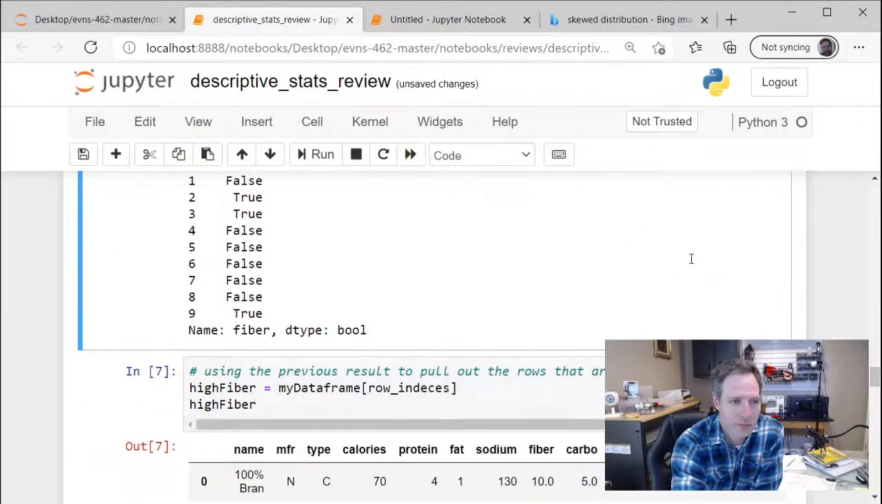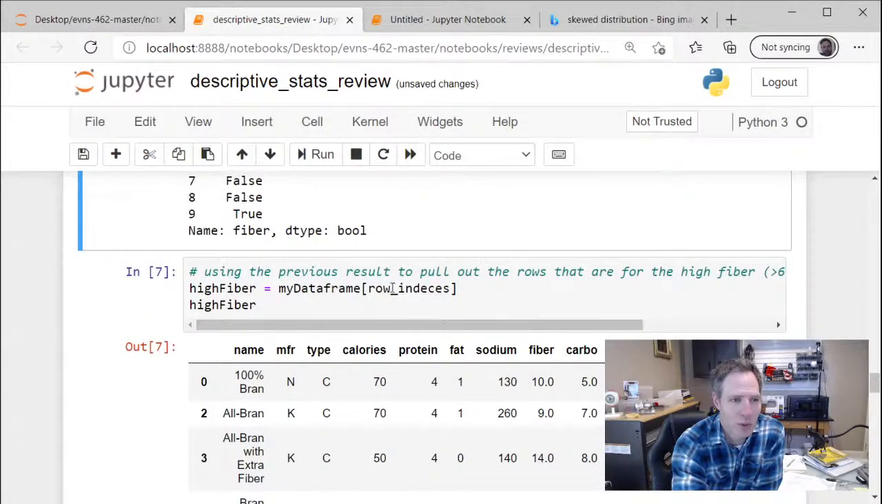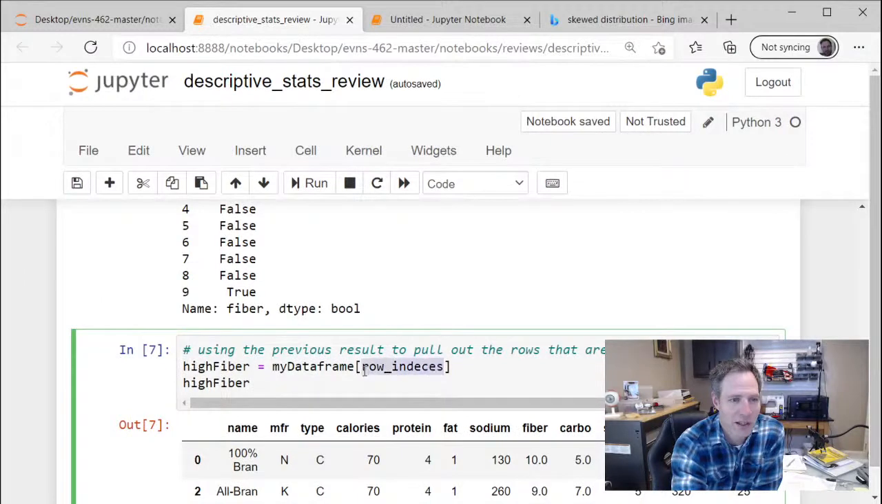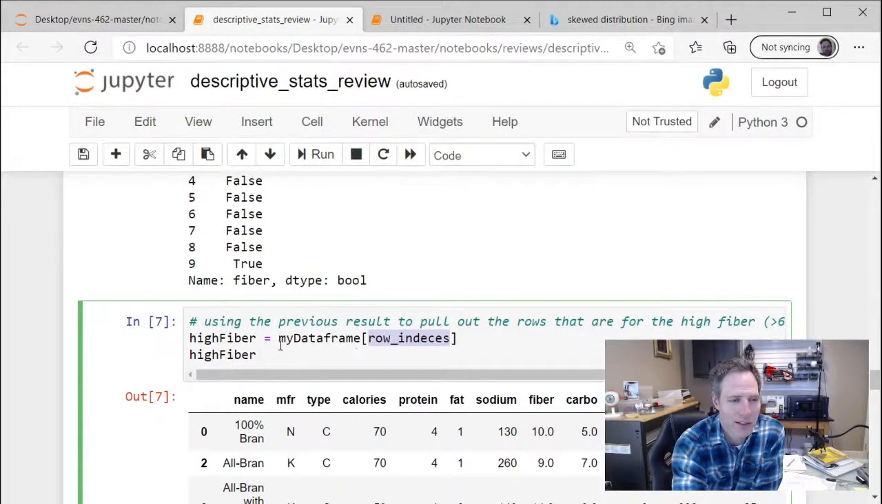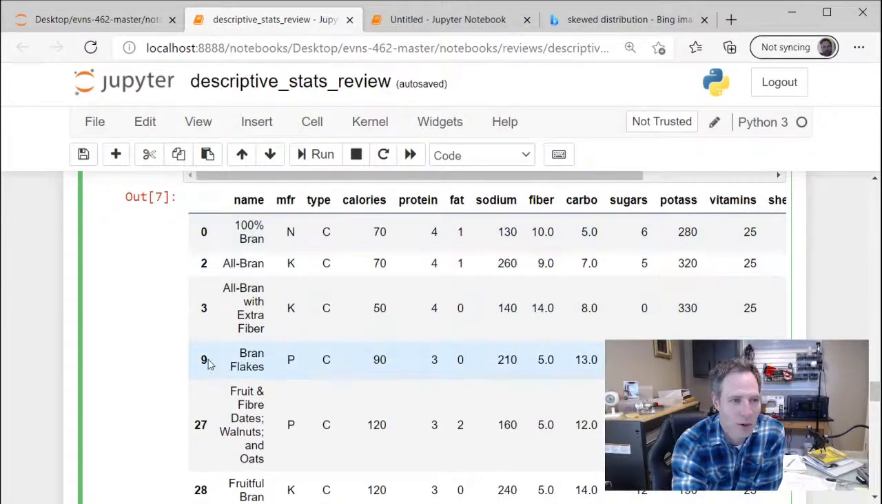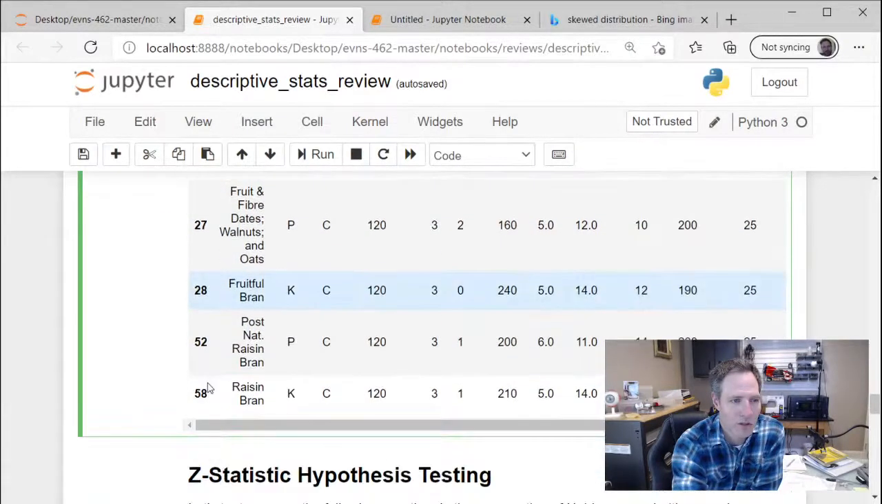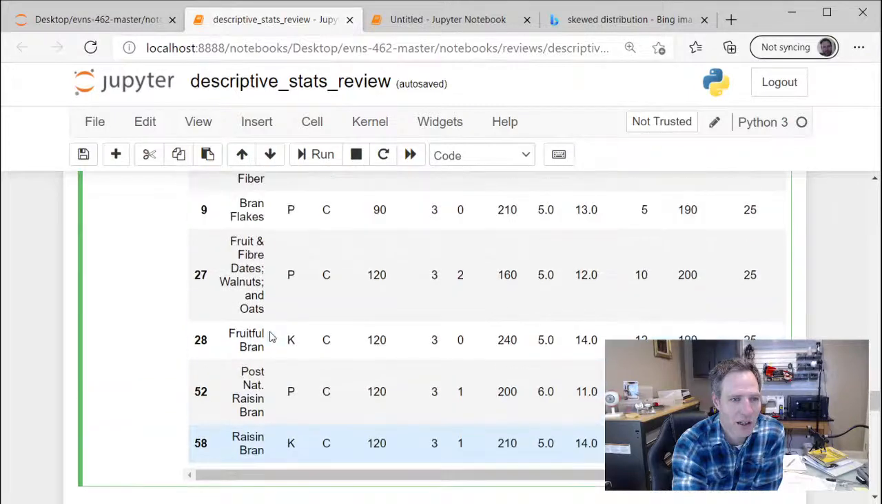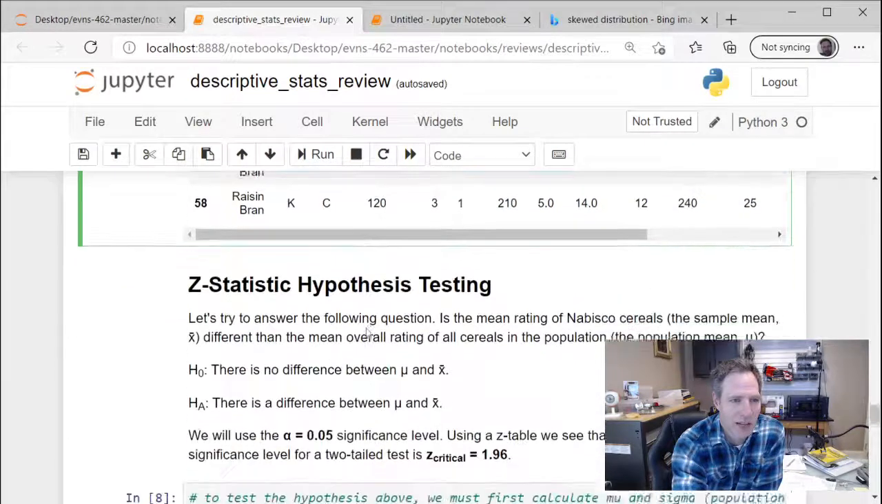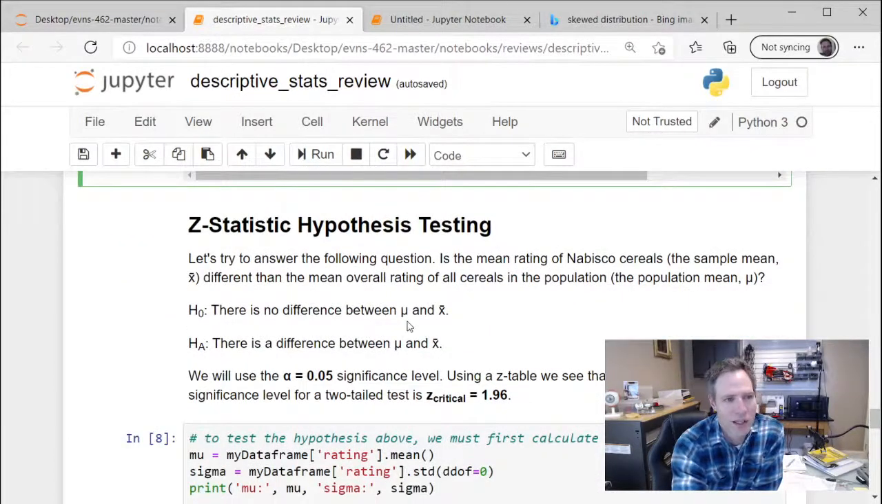And if you wanted to just pull those values out of your data frame, you could pass that list of trues and falses to your data frame, and what you get is the high fiber results. So row 0, row 2, row 3, row 9, row 27, 24, 52, and 58 are the high fiber serials. So you can isolate data by using references like that.